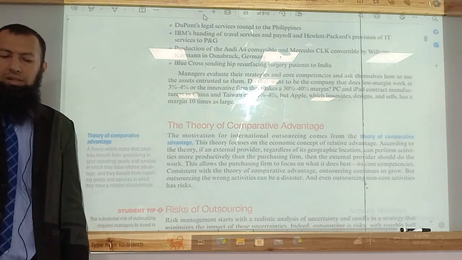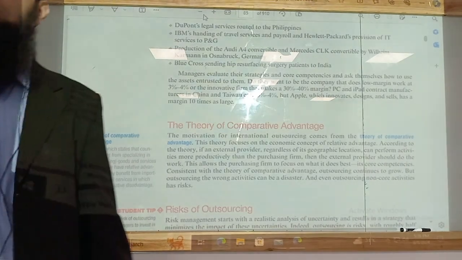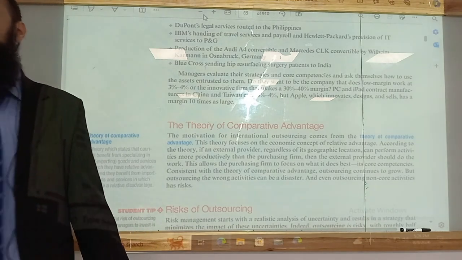Write it down. Theory of comparative advantage. This is a very important concept. Outsourcing started with this concept.